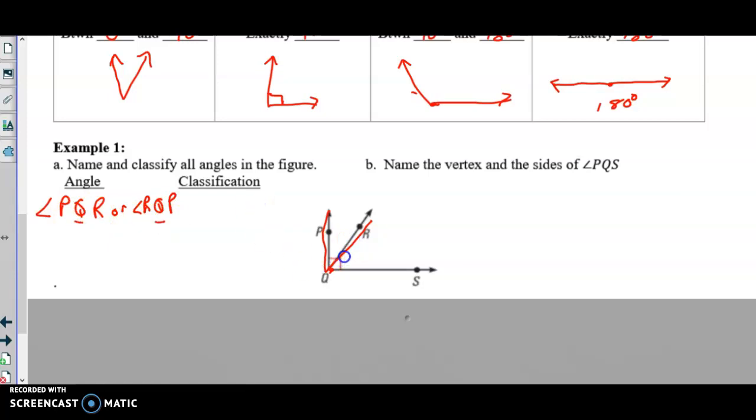Since we know that in the picture the whole thing has a little red right angle symbol in there, if the whole thing is 90 degrees, then PQR has got to be less than 90, so it's going to be an acute angle.